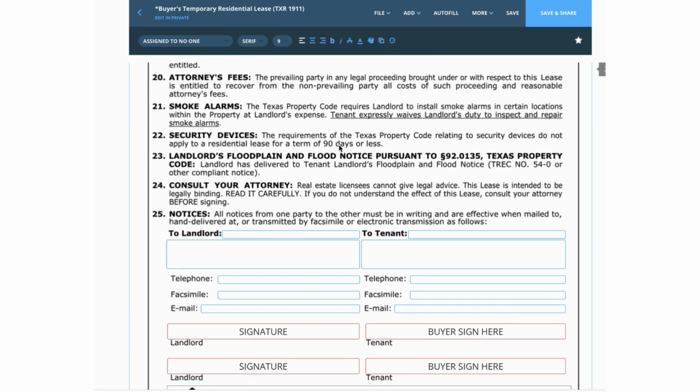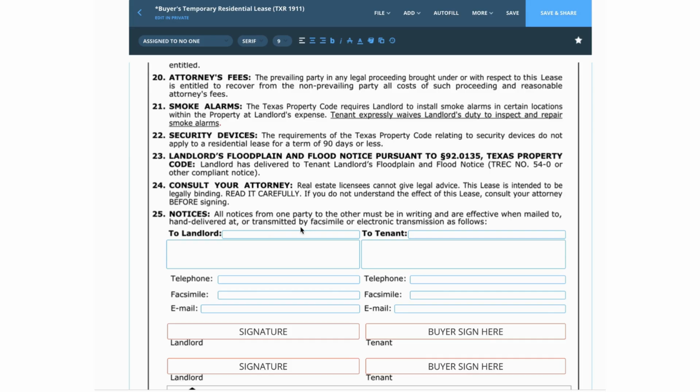Security devices: the requirements of the Texas Property Code related to security devices do not apply to a residential lease for a term of 90 days or less, guys. Landlord floodplain disclosure: if it's in a floodplain, we still have to get that notice. That's the name of it, TREC notice 54-0. You can get that if it's in the floodplain. Then you have to get that notice.